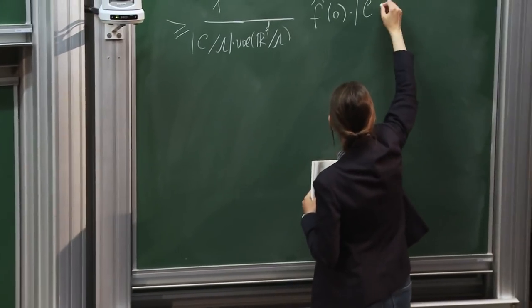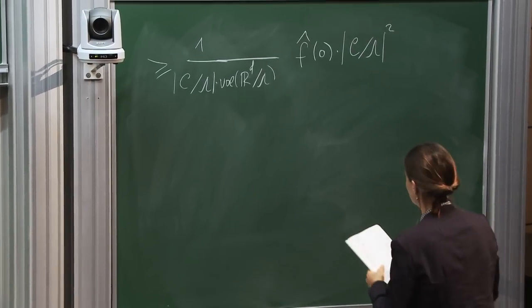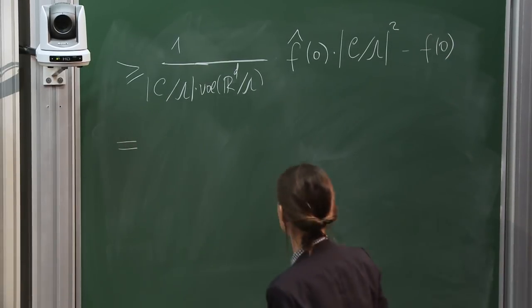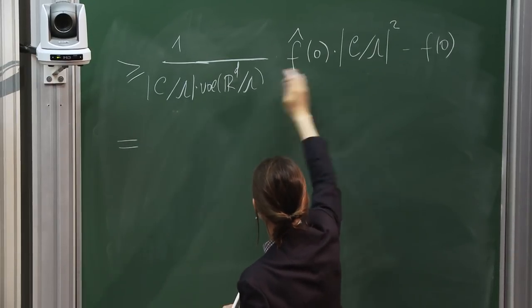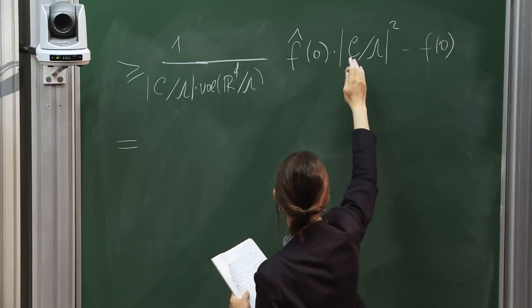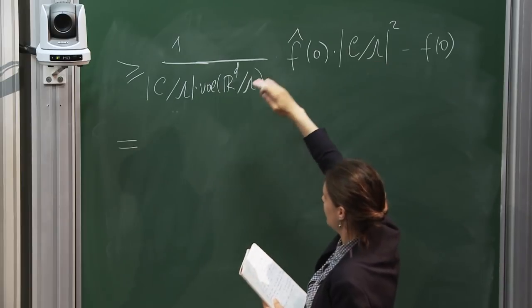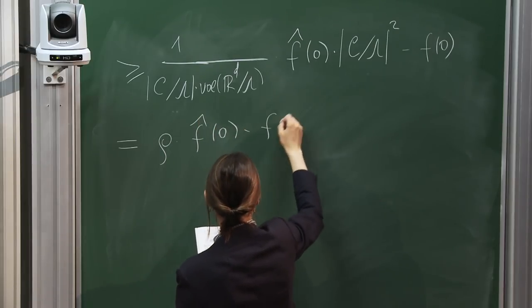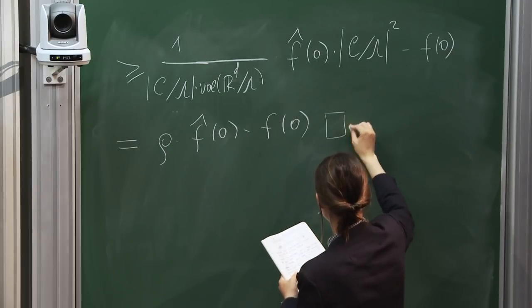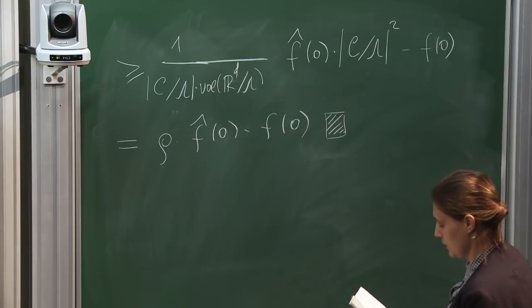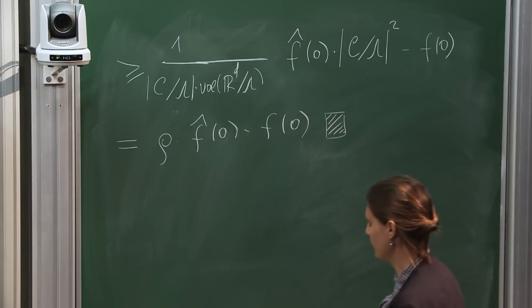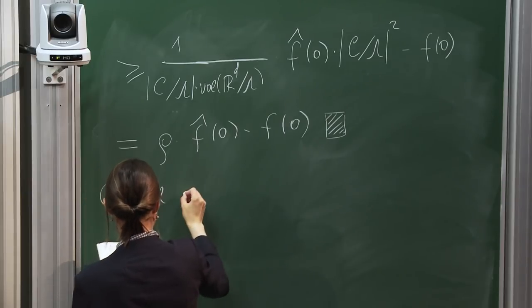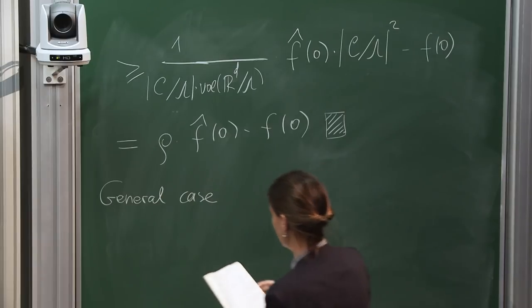And now we see that something cancels out here, and what we get is the number of elements in our configuration modulo lambda divided by the covolume of lambda, and this is just the density of the configuration. So this proves our statement. The general case, where we consider not only periodic configurations, was proven by Cohn and Kumar and Miller and Radchenko and Viazovska.